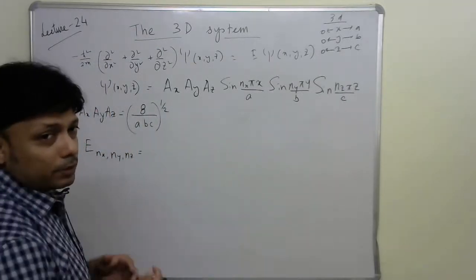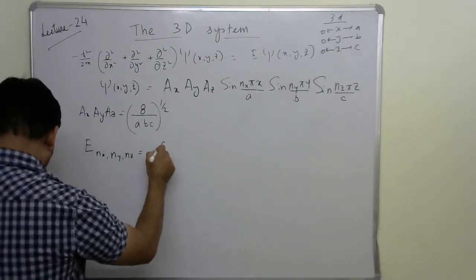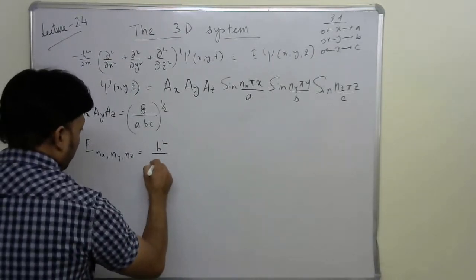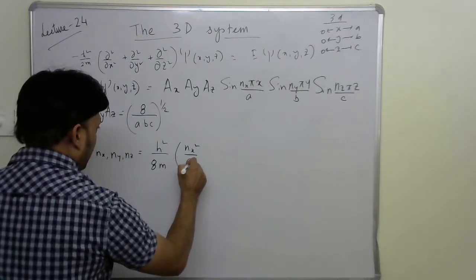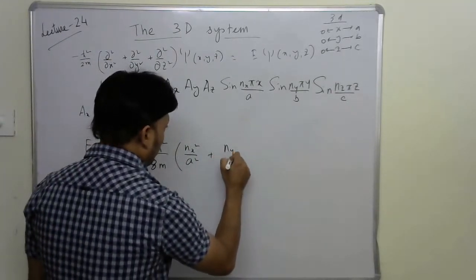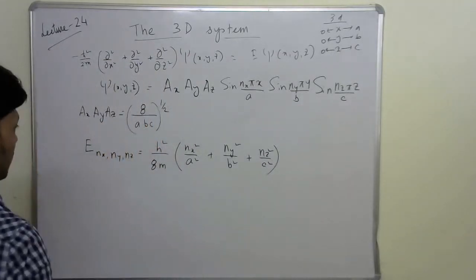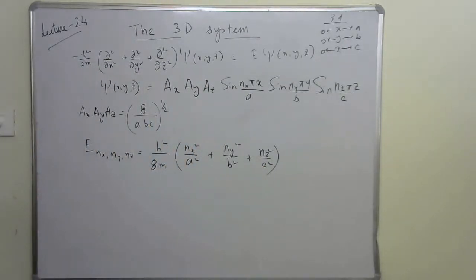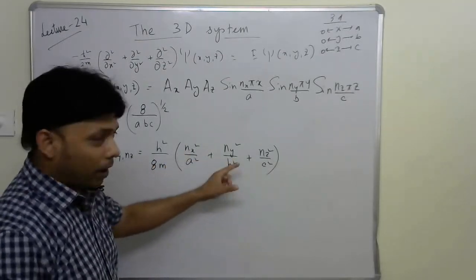Here we have three quantum numbers in 3 dimensions. So this value is calculated as h square divided by 8m, multiplied by nx square divided by a square plus ny square divided by b square plus nz square divided by c square. Alright, so this is the expression for energy. Now you see that the energy is dependent on 3 different quantum numbers, x, y, and z.